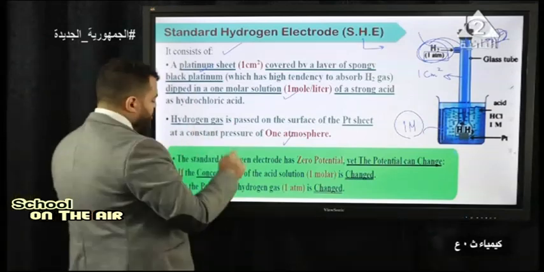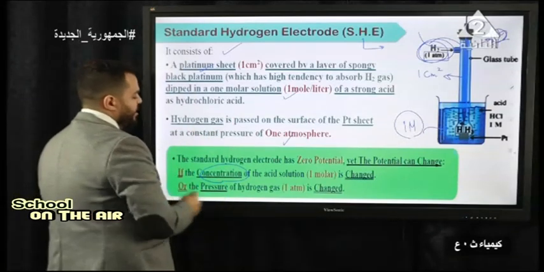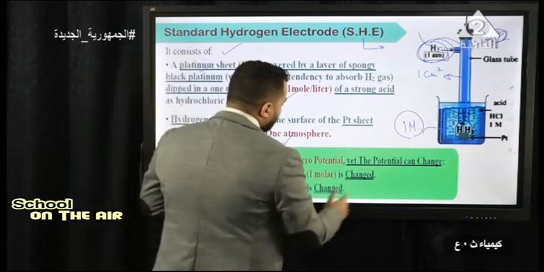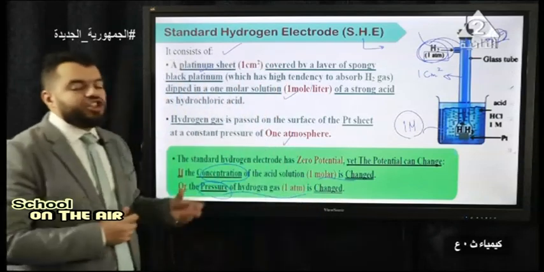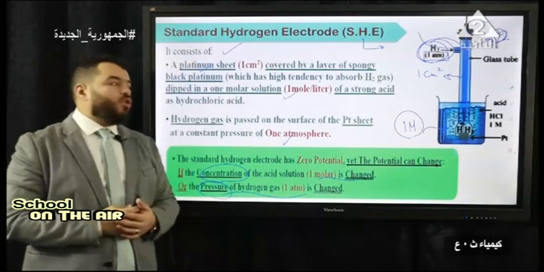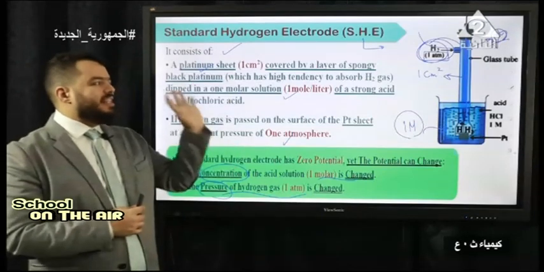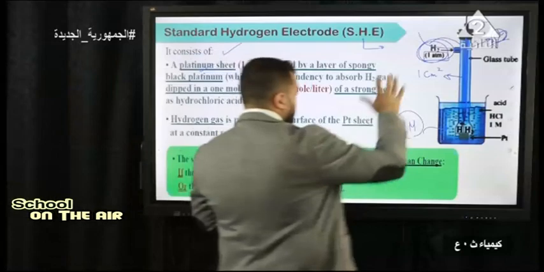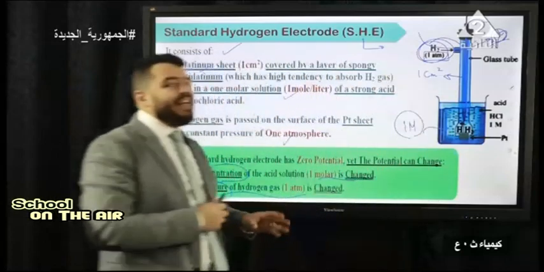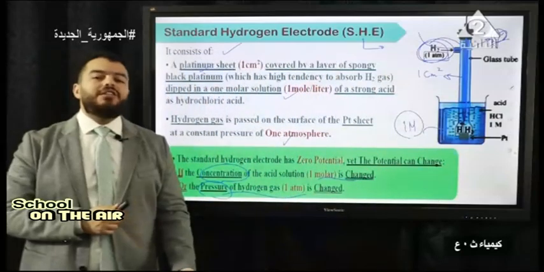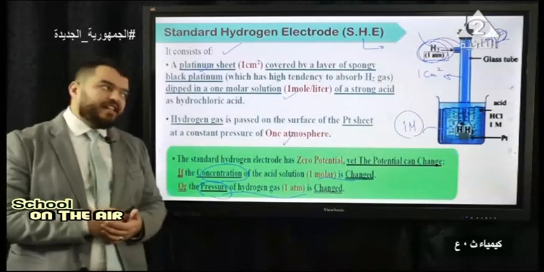And any change in the concentration or in the pressure will lead to a change in the potential, which is 0. So you have to make sure that the specifications and the properties of the standard hydrogen electrode are constant, to give you a constant value, which is 0.